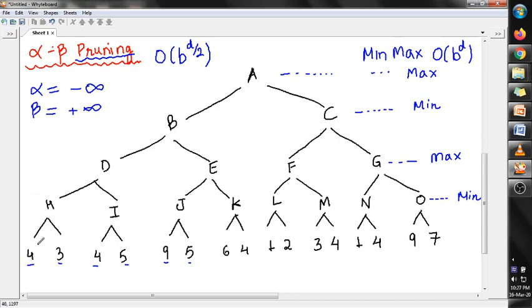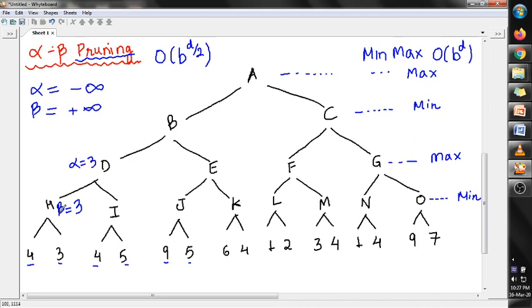This is 4 and this is 3, and since it is a min level, we need to write beta here, and the value of beta is 4 and 3. Which one is lesser? 3 is lesser, so the value of beta is 3 over here. When we get the value of beta, we need to propagate this value according to the depth first search procedure. So this beta equals 3 gives alpha equals 3.